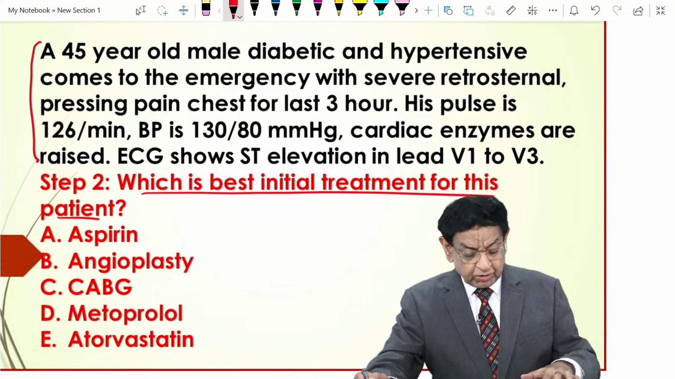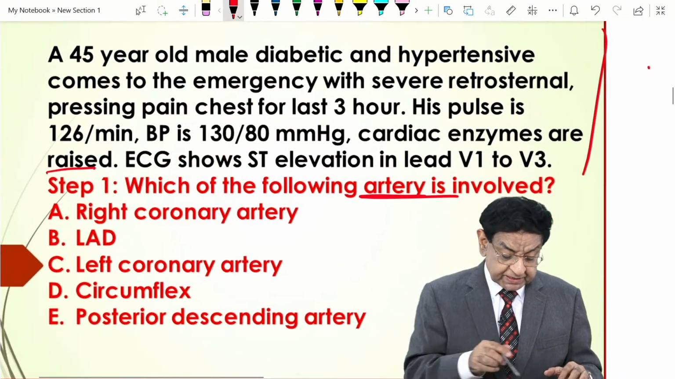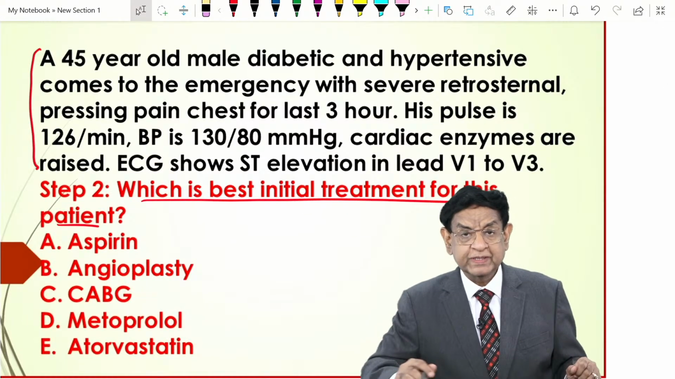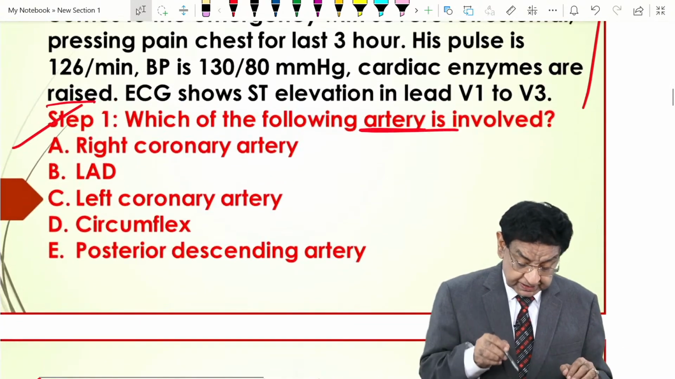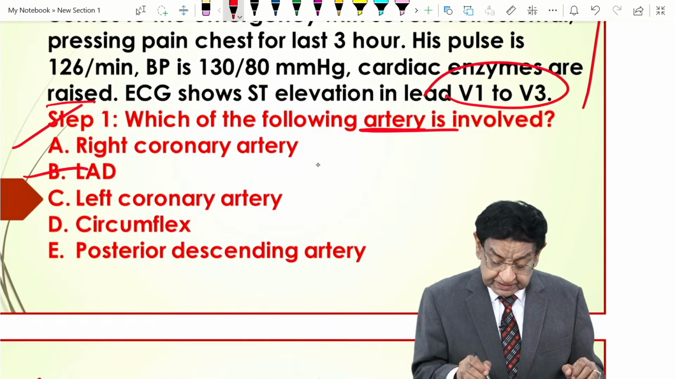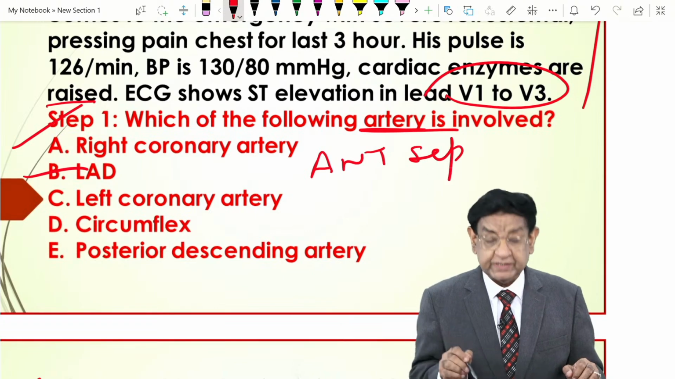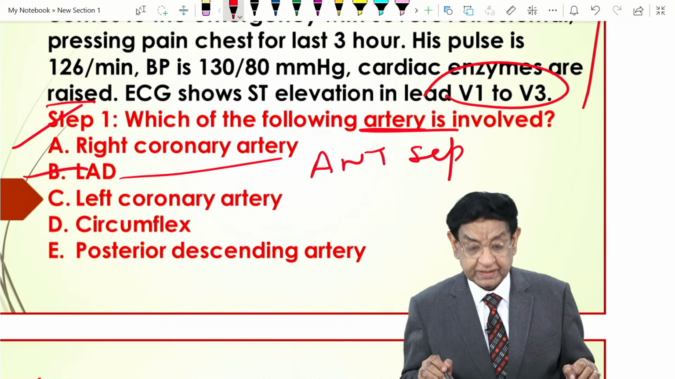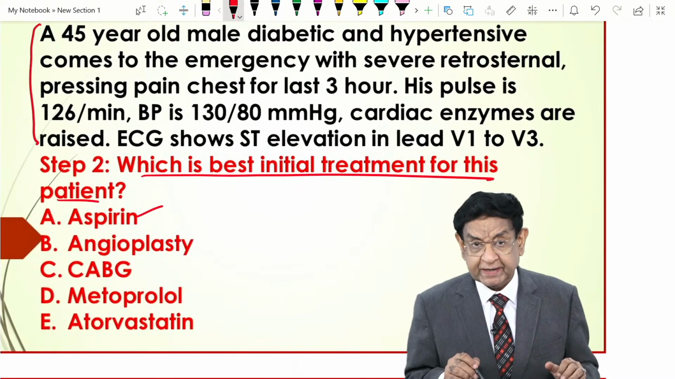Now, what you saw is that the question remains the same in both, but this is a question from anatomy and this is a question from medicine. Just to inform you, the answer to this question is the left anterior descending artery, V1, V2, V3. This is anteroseptal. This area is supplied by the left anterior descending artery. And the best initial treatment is aspirin, the antiplatelet drug.